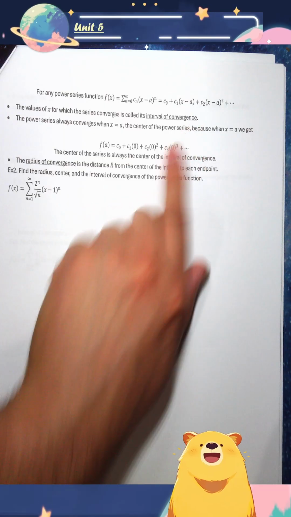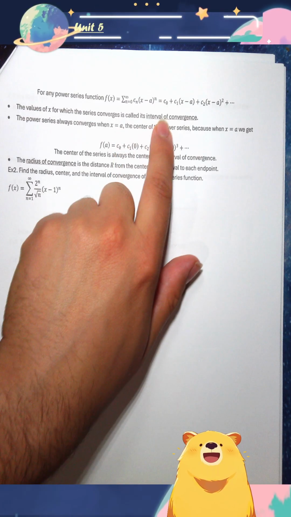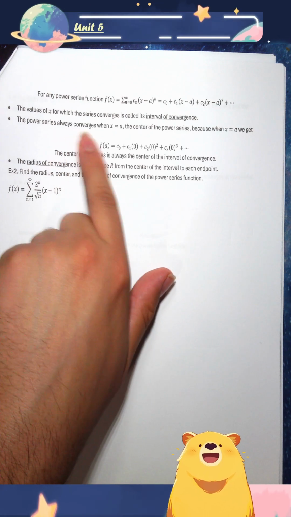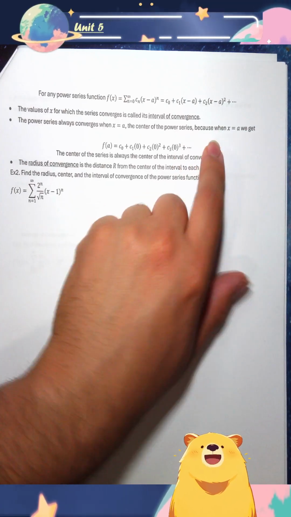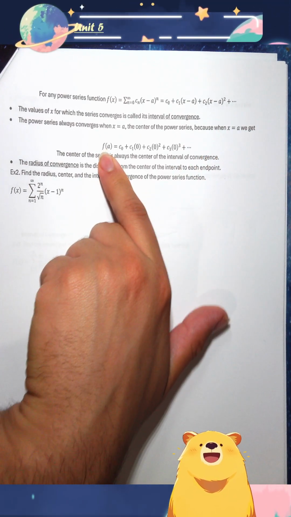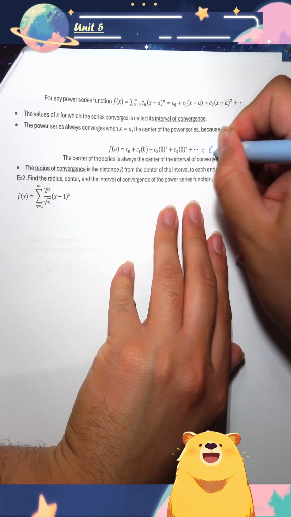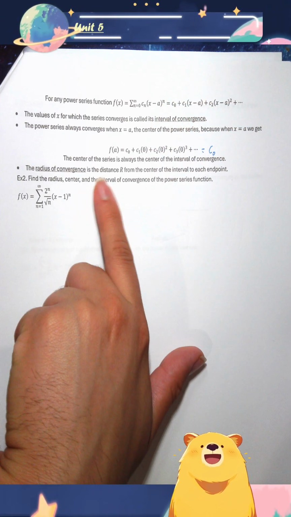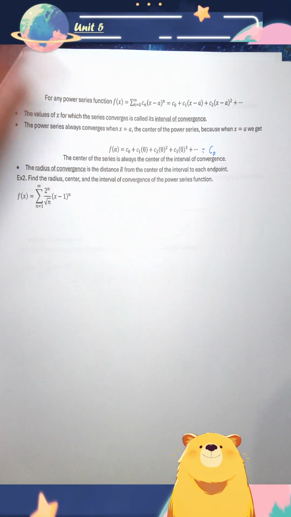For any power series function, written like here, the values of x for which the series converges is called the interval of convergence. The power series always converges when x is equal to a, at the center of the power series, because when x is equal to a, we get this expression, which is just equal to c0, because all the other terms will zero out. The radius of convergence is the distance r from the center of the interval to each endpoint.